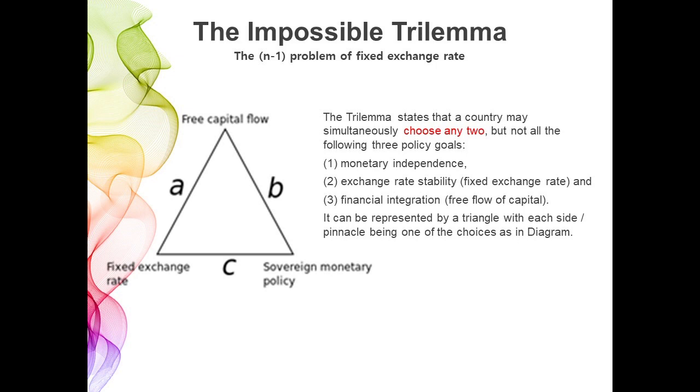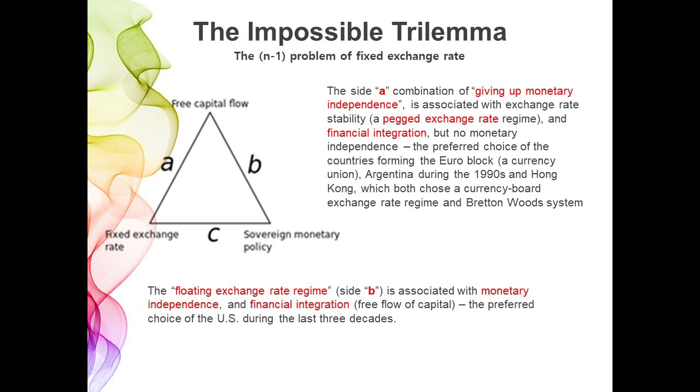It can be represented by a triangle with each side or pinnacle being one of the choices, as in the diagram. One side is a combination of giving up monetary independence, which is associated with exchange rate stability, a pegged exchange rate regime, and financial integration, but no monetary independence.